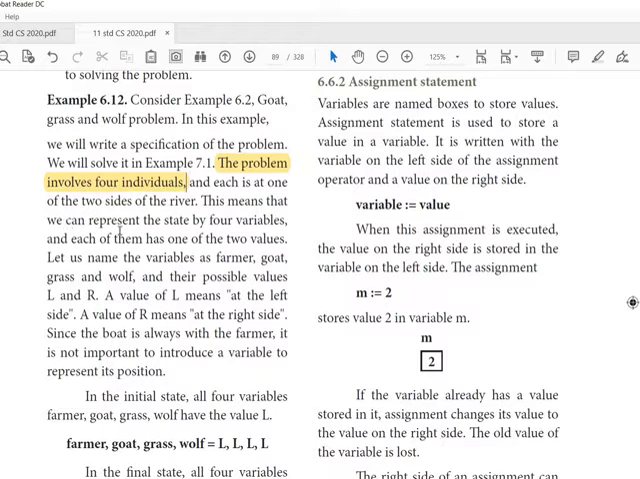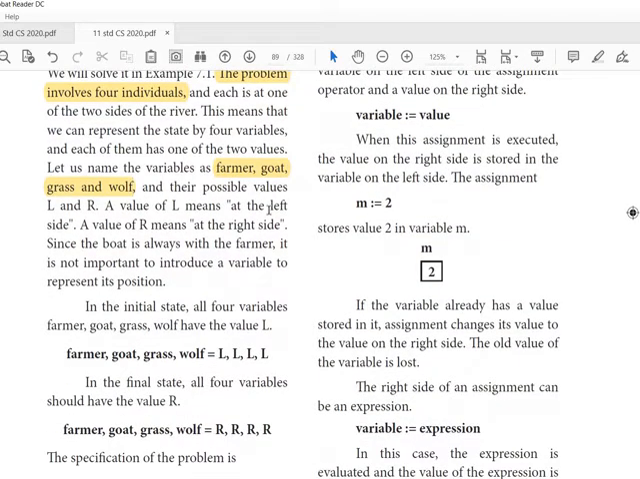This means that we can represent the state by four variables and each of them has one of two values. Let us name the variables as farmer, goat, grass, wolf. The variables are four and the possible values are L and R, that means left side and right side, one bank of the river to the next bank of the river. A value of L means at the left side and the value of R means at the right side. Since the boat is always with the farmer, it is not important to introduce a variable to represent its position.